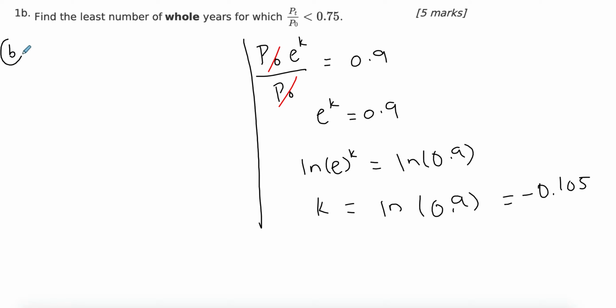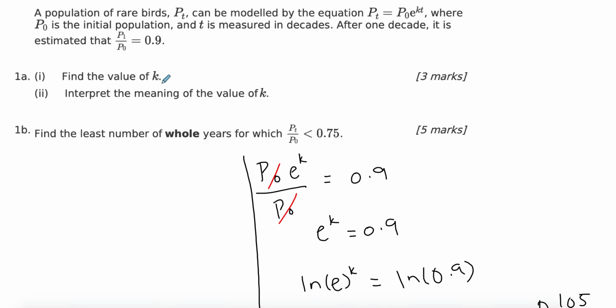As for part B, part II, so this is ln 0.9. For part II, it tells you to interpret the meaning of the value of k. Now the value of k is negative 0.105. Now a negative power means that you are decaying, and this is a property of exponential functions. Or you can graph it and see what it tells you.